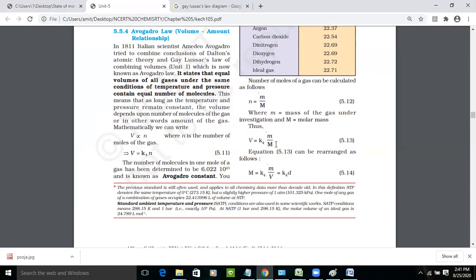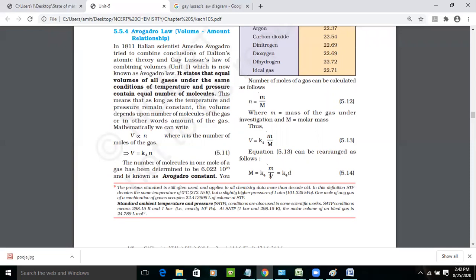From Avogadro's law we know that n is equal to V upon K. If we substitute equation 5.11 into 5.12, then what will we obtain? V is equal to K4 times n. We replace this n and put small m upon capital M here. So at this time we find this equation.